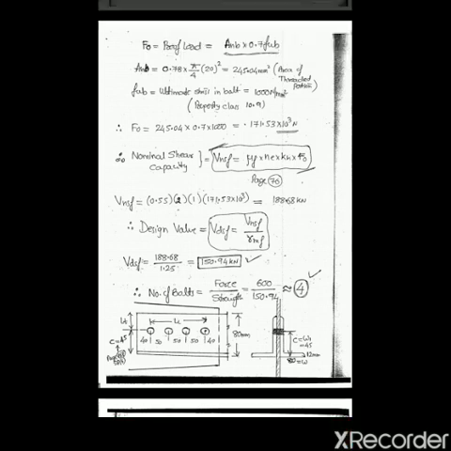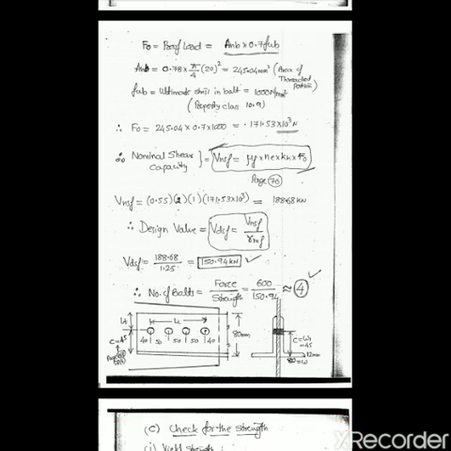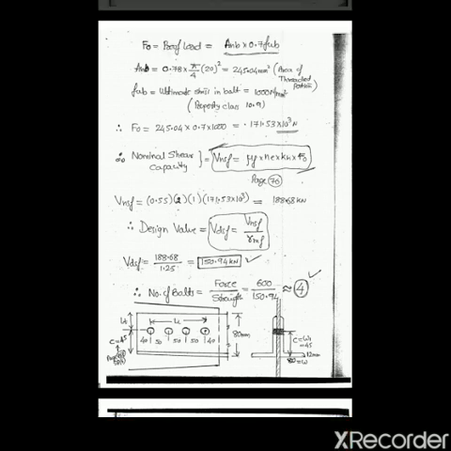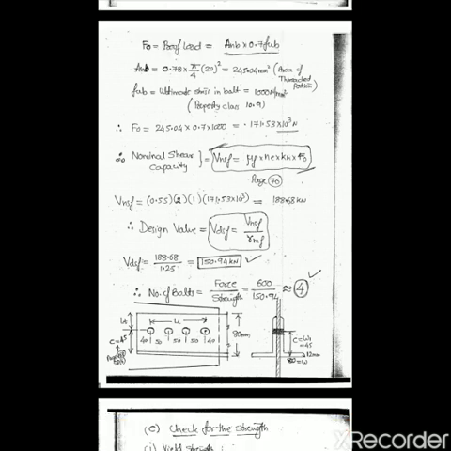After calculating the VNSF value, next is the design value. Our design strength of the bolt, the design bolt value, VDSF equals VNSF by gamma MF. Gamma MF is the factor of safety. Always you should take 1.25. It's a factor of safety, a constant value. Now VDSF equals 188.68, the VNSF value, dividing by 1.25, you will get 150.94 kilonewton as the VDSF value.